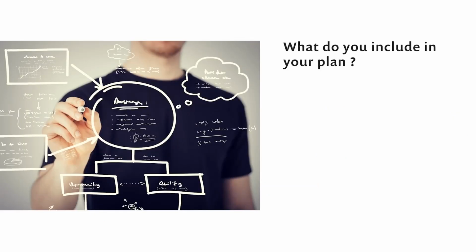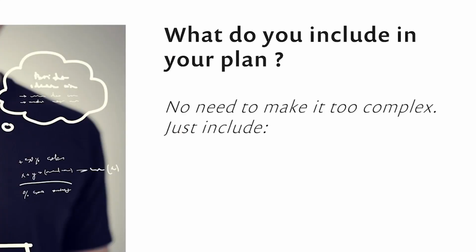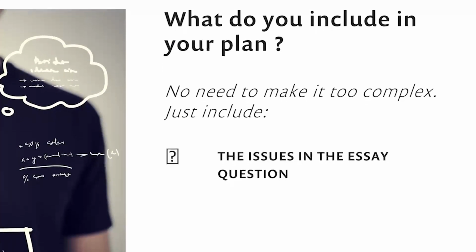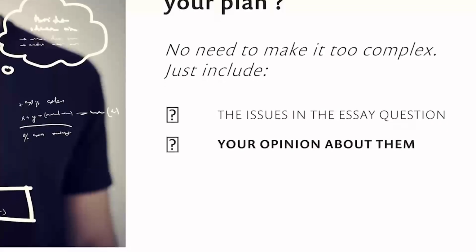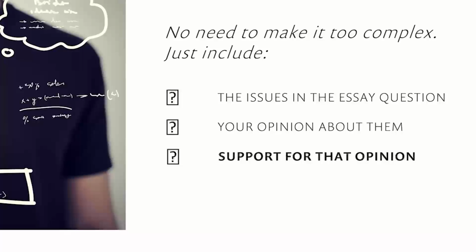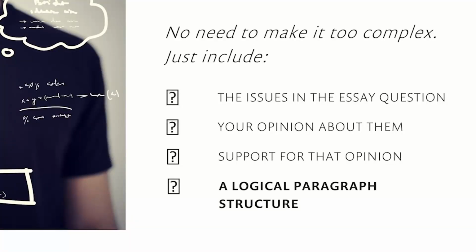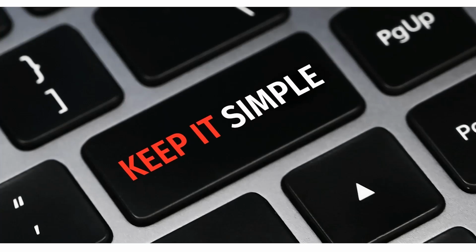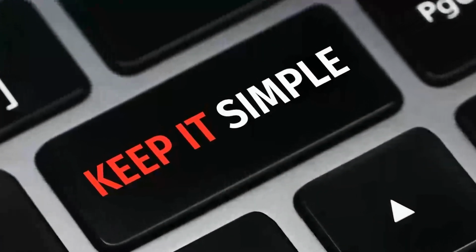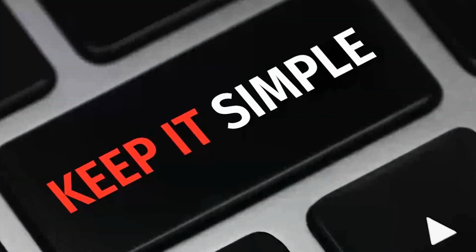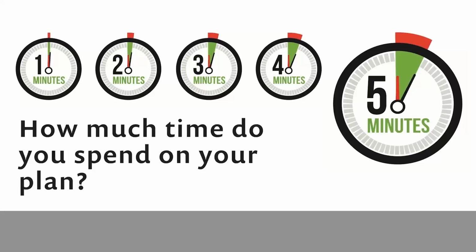What do you include in your plan? There's no need to make it too complex. Just include the issues in the essay question, your opinion about those issues, support for that opinion, and clear organization into a logical paragraph structure. Simple is best. There are no extra marks for interesting or complicated ideas. How much time should you spend on your plan? About 5 minutes. But to get it down to this will take a lot of practice.